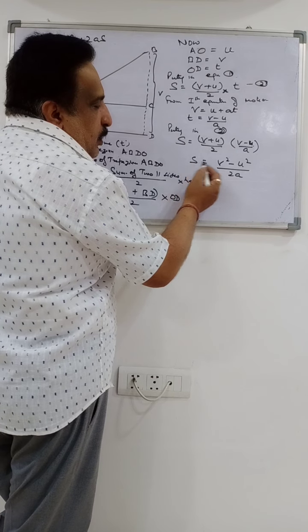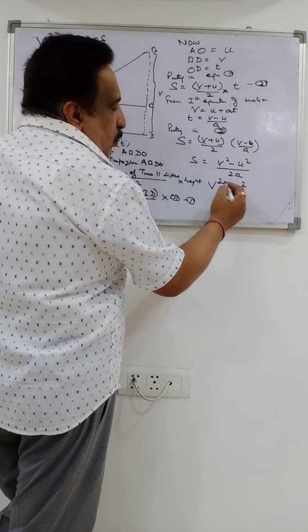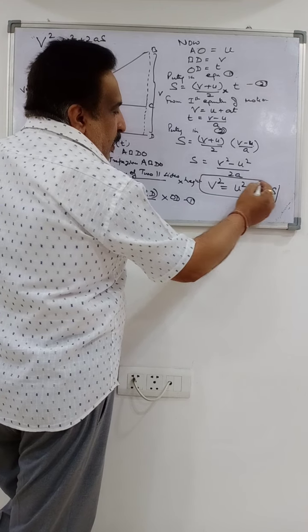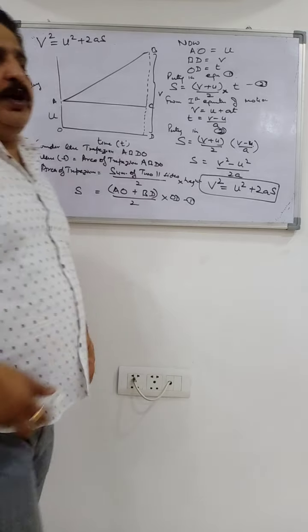S is equal to V square minus U square upon 2A. इसको इधर ले आइए, U को भी इधर ले जाइए, तो क्या बनेगा? V square is equal to U square plus 2AS. This is equation number 3. This is a derivation for equation number 3.